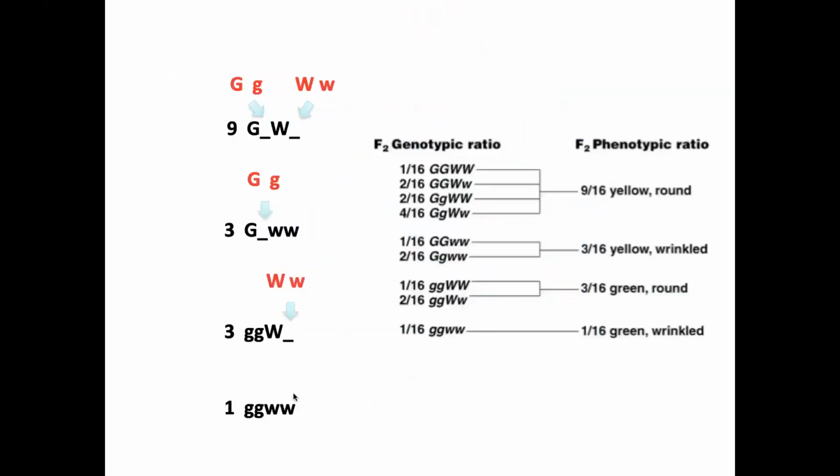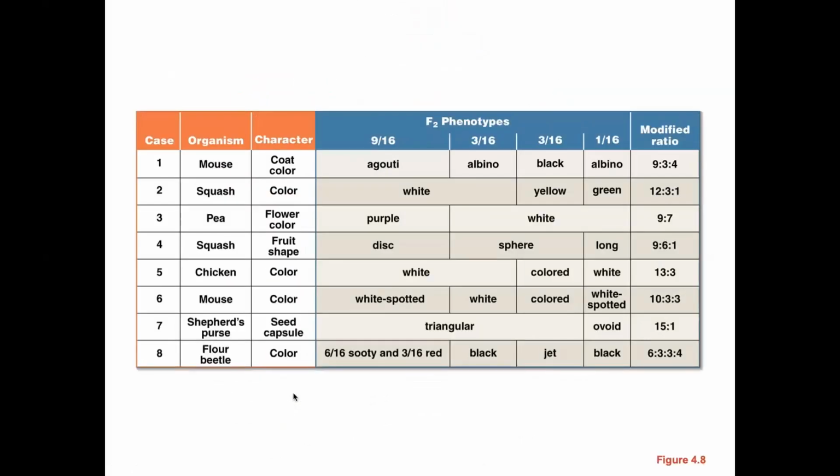I'm going to go through several examples of that. There are many different forms of epistasis, many different ways that these genes can interact with each other when you have 2 or more genes determining the expression of a single trait.